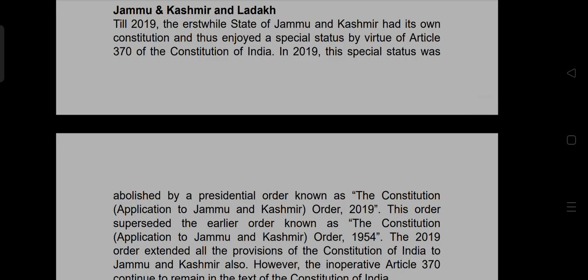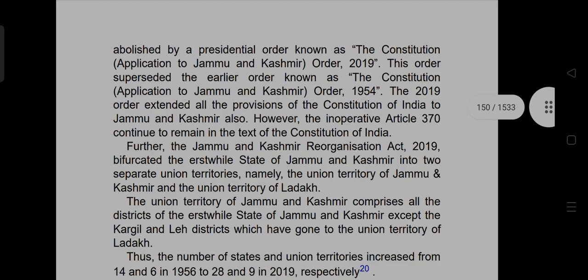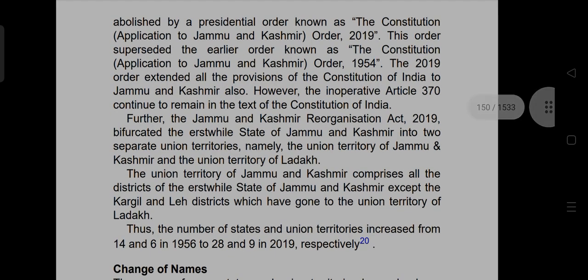Jammu and Kashmir and Ladakh. Till 2019, the erstwhile state of Jammu and Kashmir had its own constitution and thus enjoyed a special status by virtue of Article 370 of the Constitution of India. In 2019, this special status was abolished by the presidential order known as the Constitution (Application to Jammu and Kashmir) Order, 2019. This order superseded the earlier order known as the Constitution (Application to Jammu and Kashmir) Order of 1954.